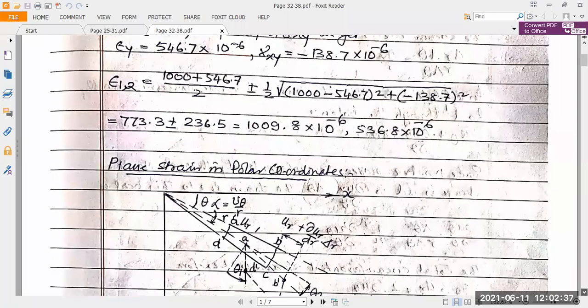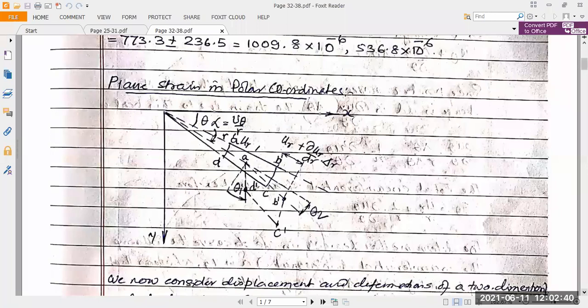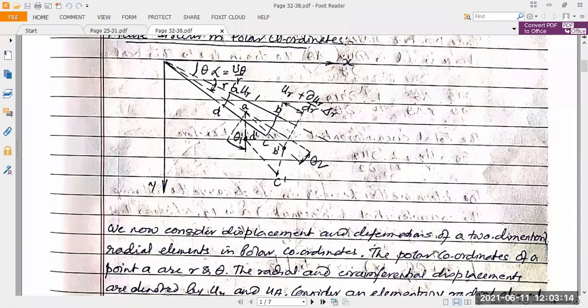Let us go through the new item, strain in polar coordinates. So far we have discussed displacement, velocity, etc., which are measured and plotted in XYZ coordinates, or Cartesian coordinates. But there are other coordinate systems. One useful to us is the polar coordinate system, where instead of three parameters x, y, z, we have two parameters, r and theta. The displacement and deformation of two-dimensional radial elements we have to discuss in polar coordinates itself.